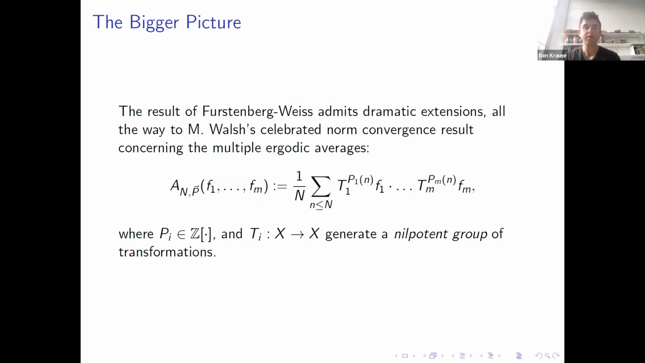And this result admits really dramatic extensions. The most robust of which is due to Miguel Walsh, which says that if you have any degree of multilinearity, any collection of polynomials, and any collection of transformations, which don't even need to commute, but as long as they generate a nilpotent group of transformations, you still prove a norm convergence result for this collection of averages.